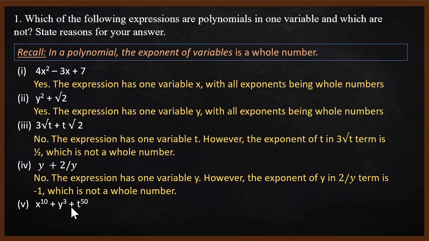Final one. What about this one? x, y, and t, 3 variables, and the powers are all whole numbers. It is a polynomial, but it is not a polynomial in one variable because it has 3 variables. Okay, so that is the answer, and that's the reason why it is not a polynomial in one variable, but it is a polynomial. Let's go to the next one.